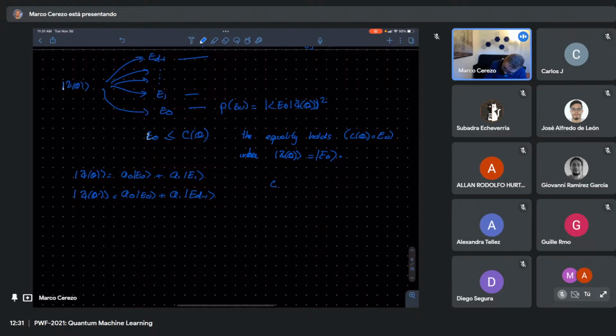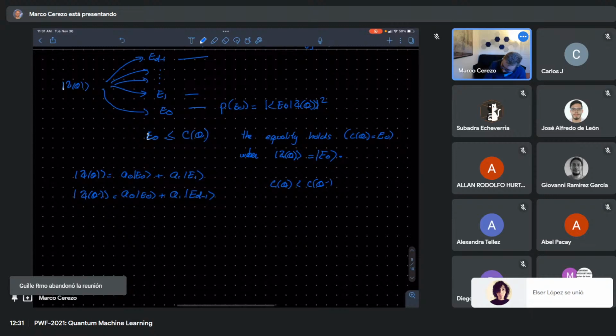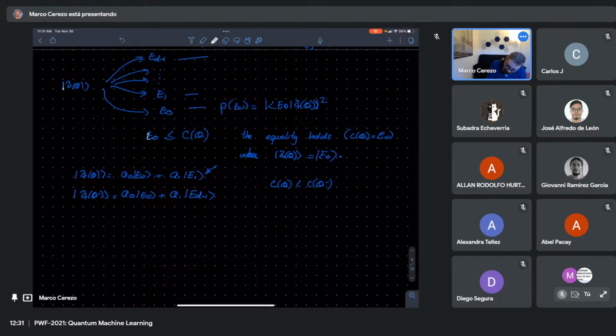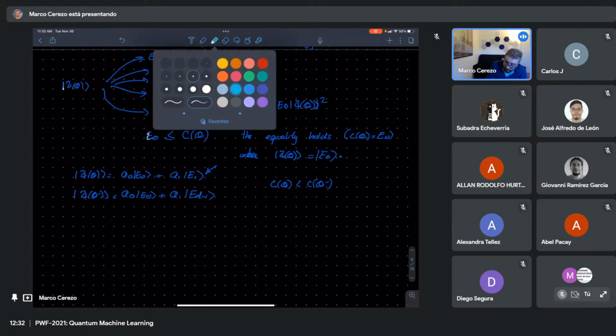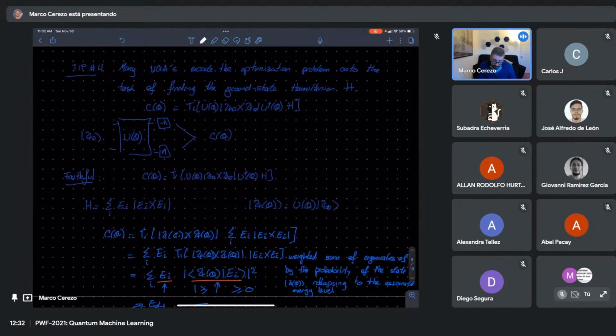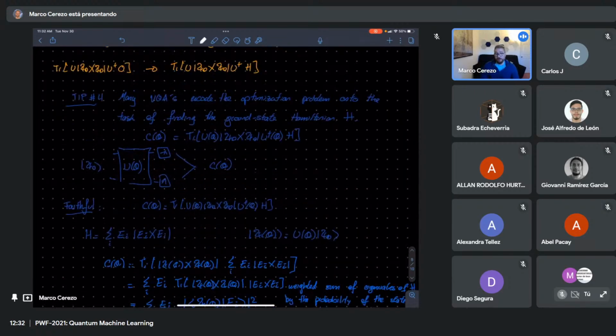So here C of theta is smaller than C of theta prime, because this state is closer. It lives in this region. Now I can use this right here, right? There's a high probability that whenever I measure, it's going to be in one of those two states. So I'm very close to the ground state. So it's also operationally meaningful. So this is a good cost function. And this is a cost function that we're going to use for a lot of our implementations.